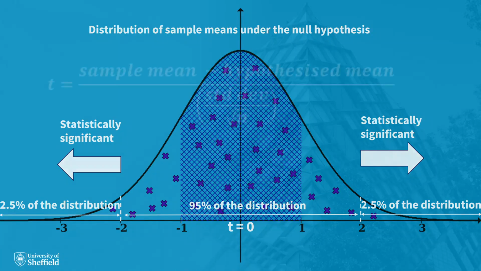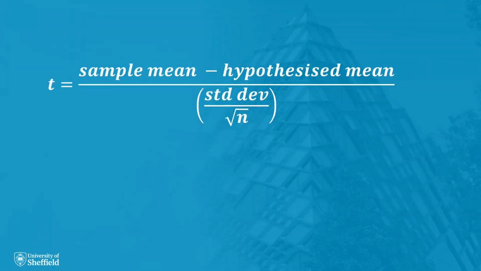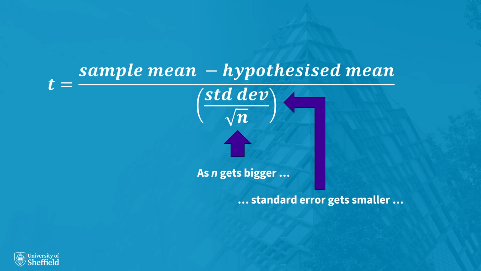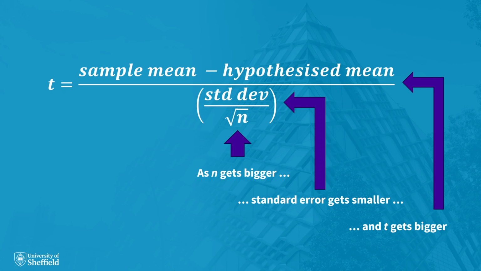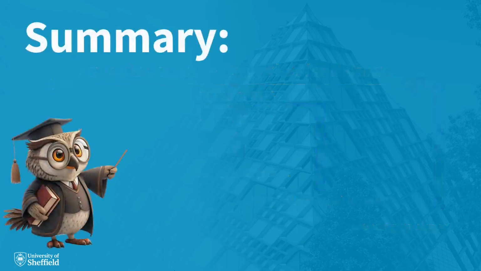We can see that for any given sample mean, as our sample size gets bigger, the standard error gets smaller, and the absolute value of the t-statistic gets bigger. So a bigger sample size helps us to get more precise estimates and makes it more likely that we get a statistically significant result. So what have we learned so far?